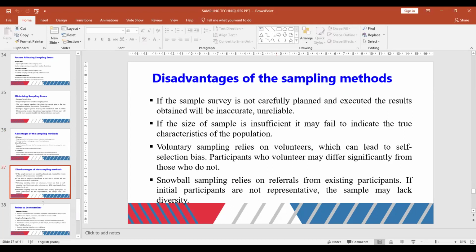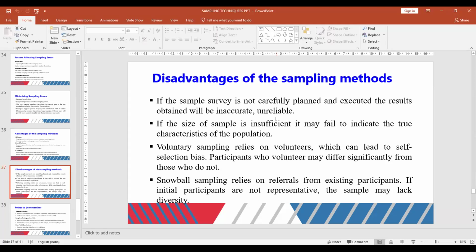As I discussed, it may fail to indicate the characteristics of the population. Voluntary sampling relies on volunteers, which can lead to selection bias. Participants who volunteer may differ significantly from those who do not. Snowball sampling relies totally on referrals from existing participants. Initial participants are not representative, so the sample may be divergent.